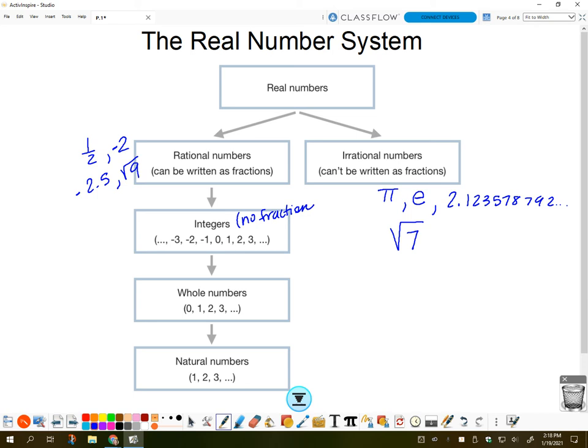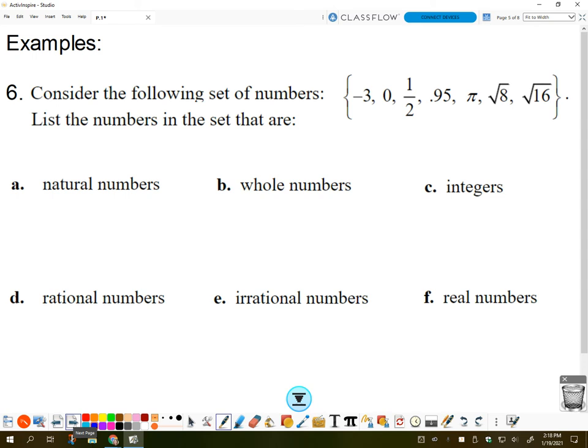All right, so what are you going to be asked to do? You're going to be asked to identify numbers. So I give you a set of numbers, and I want you to tell me which numbers are in which category. I think in your book, the questions on your assignment are going to be worded slightly differently, but it's the same concept. Maybe it'll give you a number, and you have to say all of the categories that it fits into.